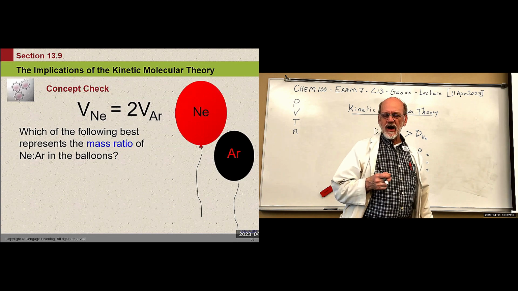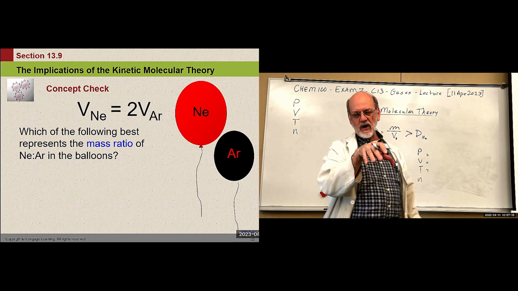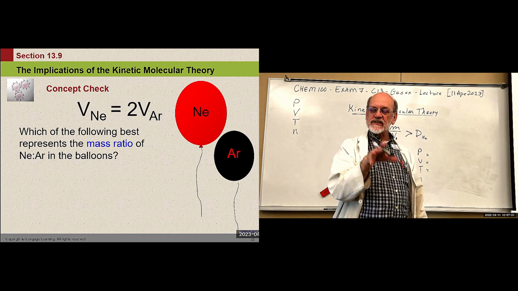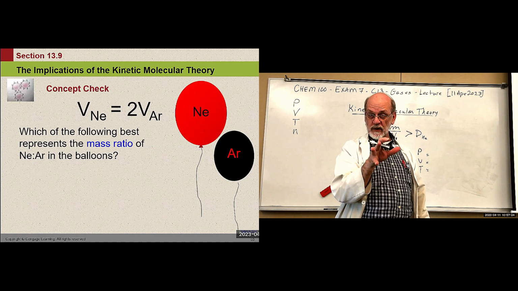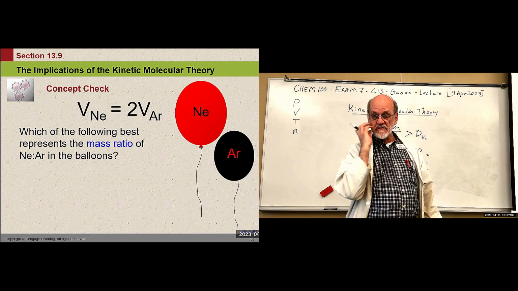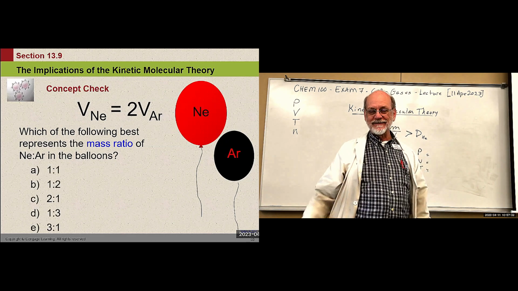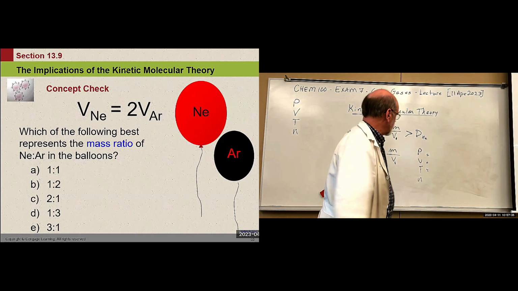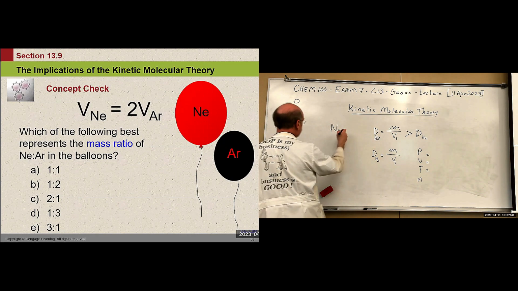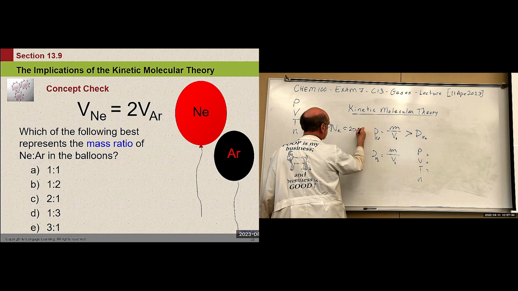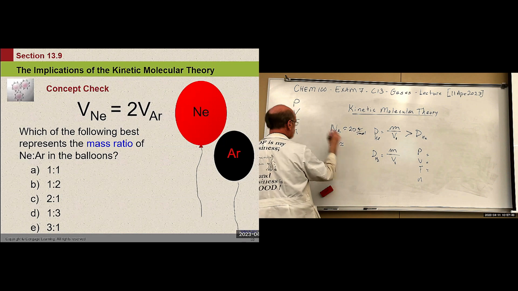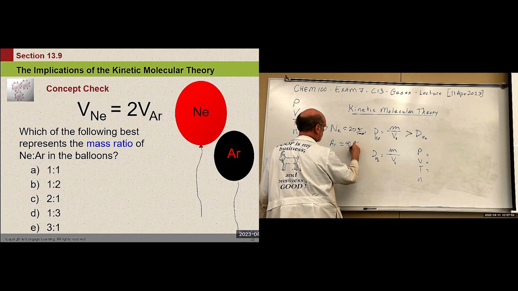So if we have neon in the big balloon and argon in the little balloon, and we know that the volume of neon is twice the volume of argon, that's why I wrote that formula in there. What's the ratio of the masses of the two balloons? All right. Well, what do you think? What's the molar mass of neon? Neon, molar mass is about 20 grams per mole. How about argon? Argon is approximately 40 grams per mole.